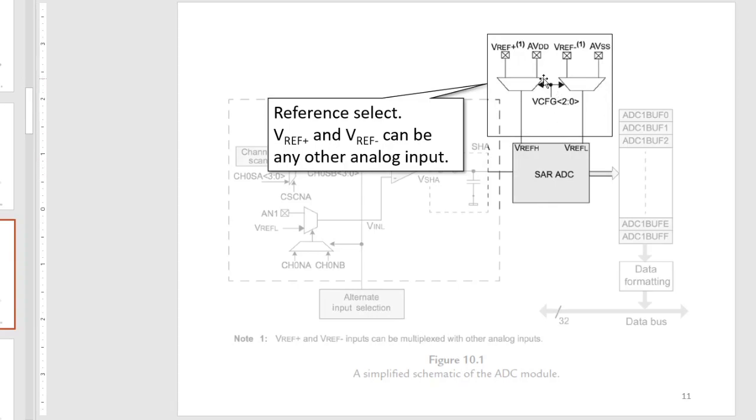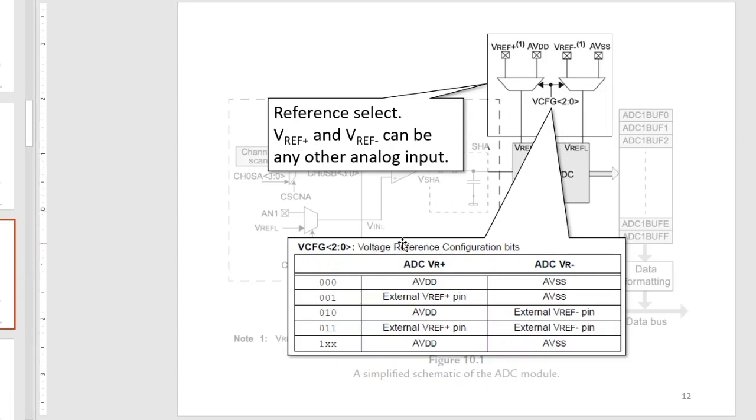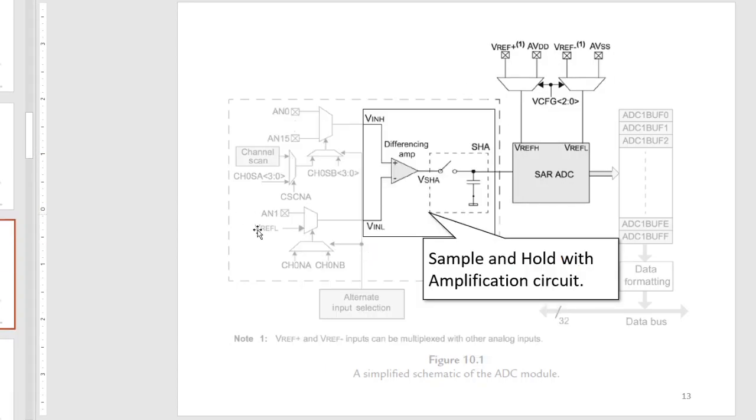Up here on top, we have the reference select multiplexers. We can either use an external VREF or our analog VDD and analog VSS pins of our microcontroller. We can select this by changing the value of our voltage reference configuration bits, or VCFG. And given in this table, you know which voltage reference you're using depending on its value.